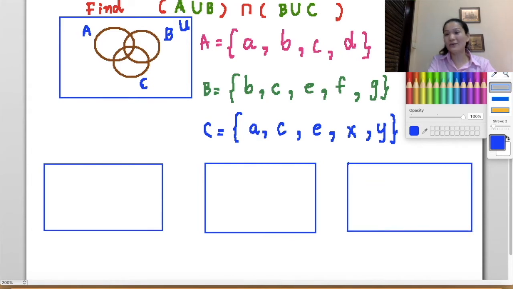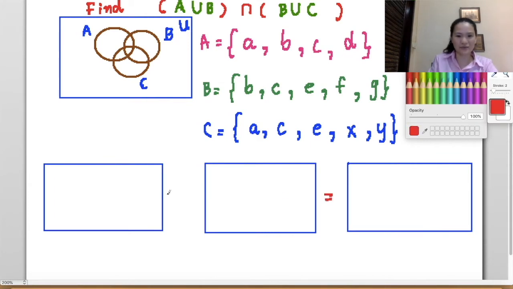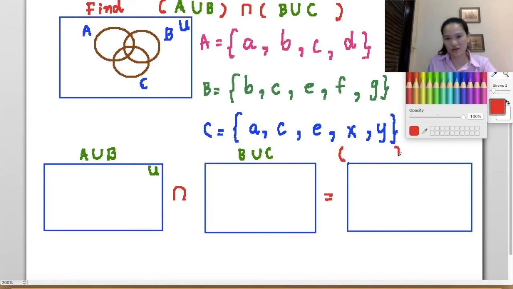I'm going to write it out so the model looks like this. And this one is intersect. The first universe here is A union B. Another one is B union C. And then we intersect them. And what does it look like at the end when it comes up? This one is the answer.